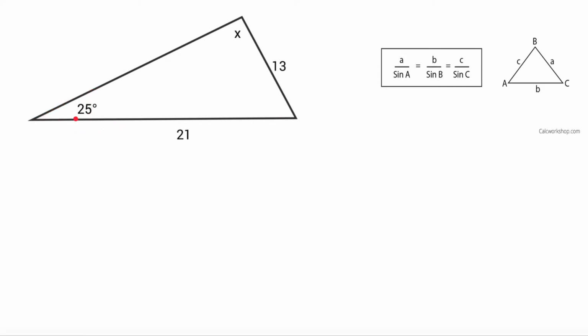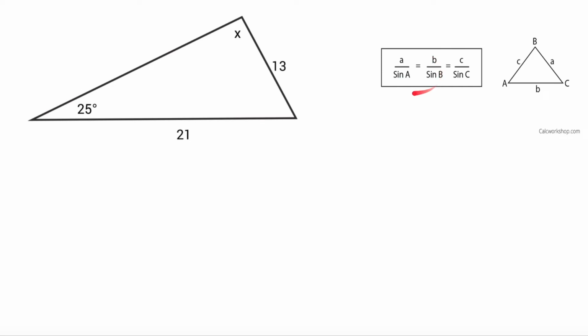So 25 degrees, 13. We can see that this is similar to capital A over A. So we'll say this is A, and we'll label this as a small a. And we can see this angle, which is labeled as x, we don't know what it is. It looks similar to this, so we'll call it capital B, and the small b is 21. So which equation do we use?